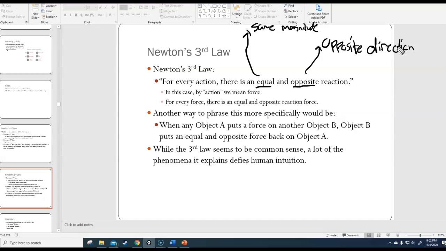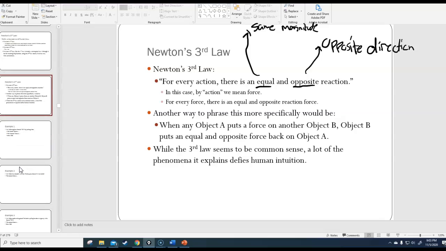Okay, so the most specific way to phrase the third law would be something like this. When any object A puts a force on any other object B, B is going to put an equal and opposite force back onto object A. So when you're talking about Newton's third law, you're always talking about two objects and the action and reaction forces between those two specific objects. And again, this seems to be kind of a common sense type of law, but a lot of the phenomena it explains actually kind of defy human intuition, as we'll see. Okay, so pause there and make sure you add that to your notes, and we'll do a few basic conceptual examples.